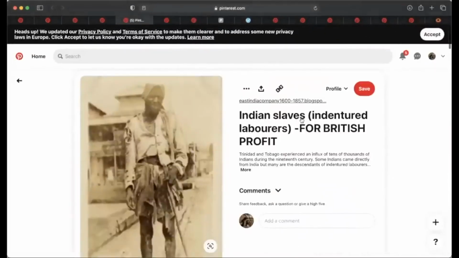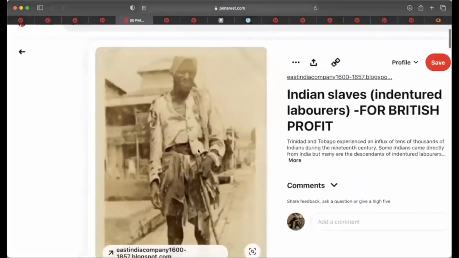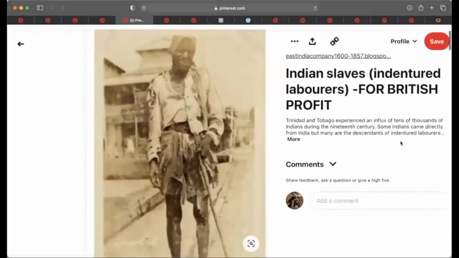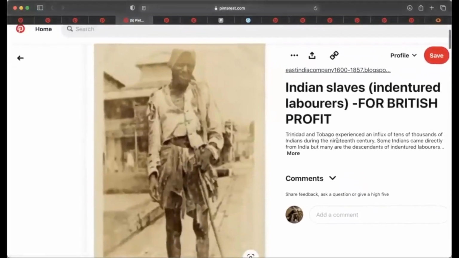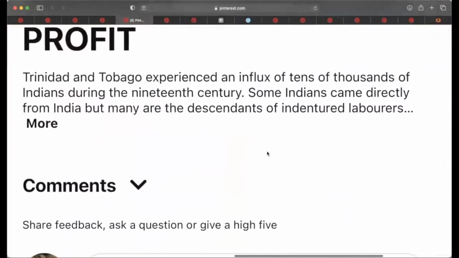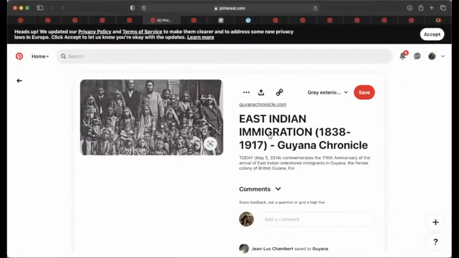It says here, Indian slaves, indentured laborers for British profit. Again, when they're saying Indian, they don't mean American Indian. They're talking about Hindu. It says here, Trinidad and Tobago experienced an influx of tens of thousands of Indians during the 19th century. Some Indians came directly from India. Many are descendants of indentured laborers. Look at that. It says East Indian immigration, Guyana. East Indian indentured immigrants in Guyana.